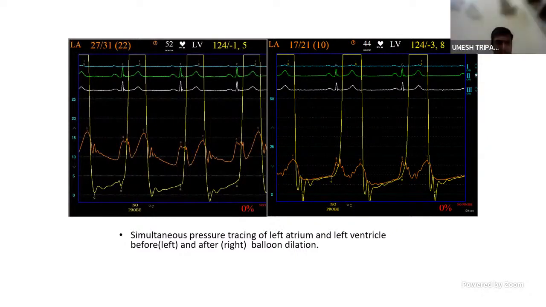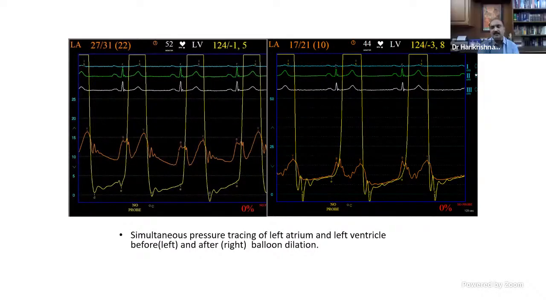So this is a simultaneous LV and LA tracing, sir. As has been mentioned, sir, the gradient is around 20 in the initial part. In the second part, the gradient has reduced, but the V wave still remains prominent. No, is there a gradient in the second part? No, sir. The gradient has reduced. Sir, there is no gradient. This is a kissing tracing. No, this is another very successful result of BMV. You don't have any gradient in diastole. Okay. No gradient in the diastole. So it's a very successful result, BMV with no significant mitral regurgitation.